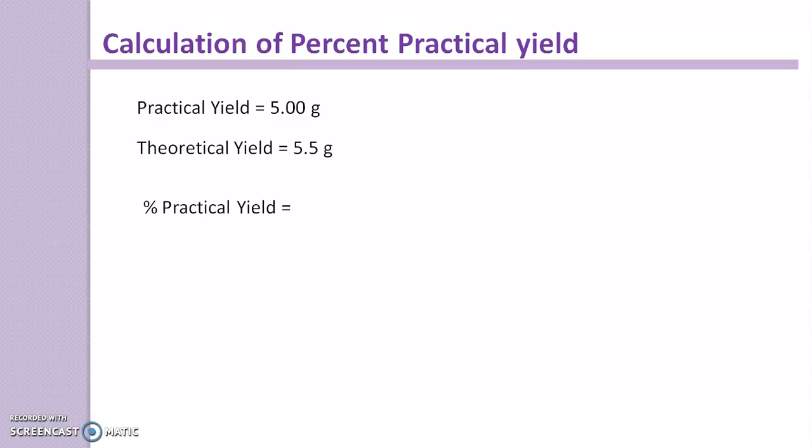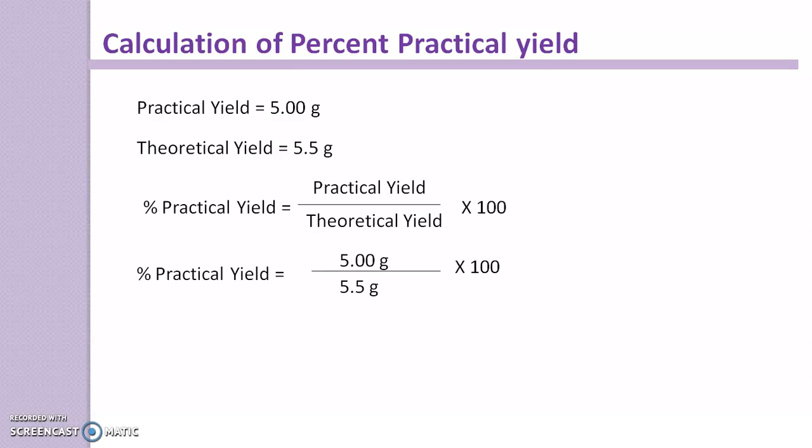With this you have to calculate the percent practical yield. So write down your practical yield. Suppose it is 5 gram. Your theoretical yield is 5.5 gram. Just calculate percent practical yield by using this formula: practical yield divided by theoretical yield into 100. Just put in the values and make the calculation. You will get the percent practical yield 90.90%.